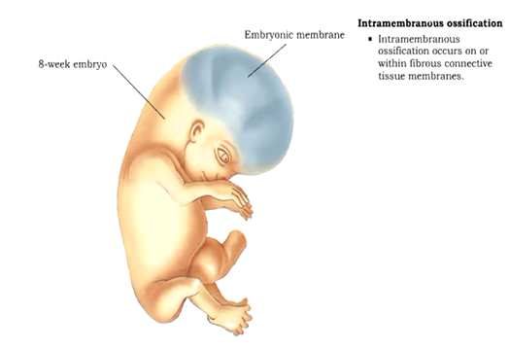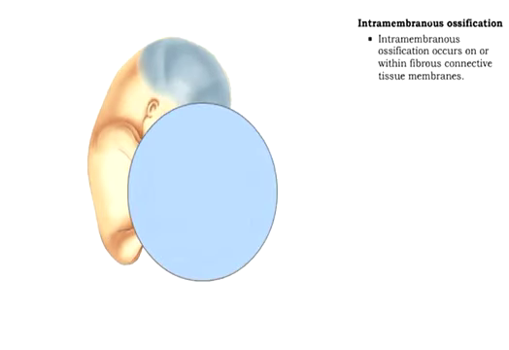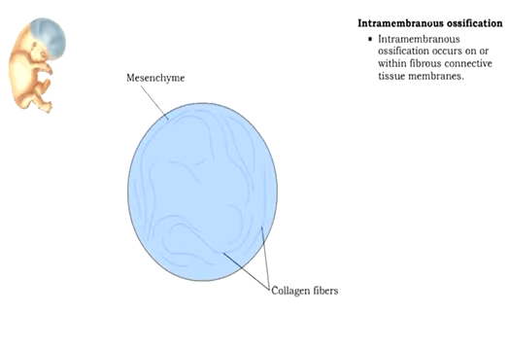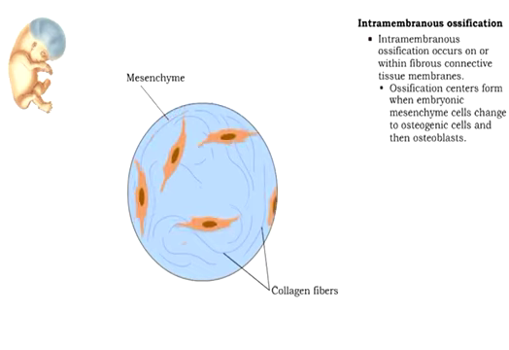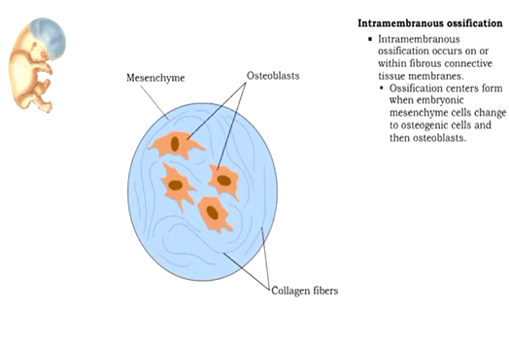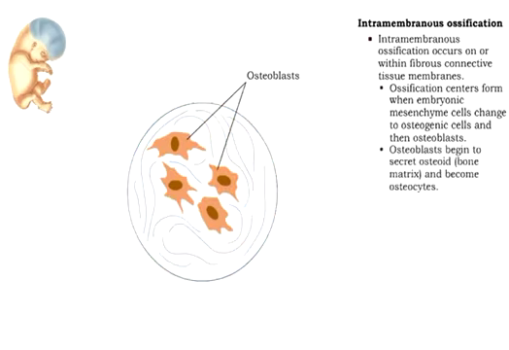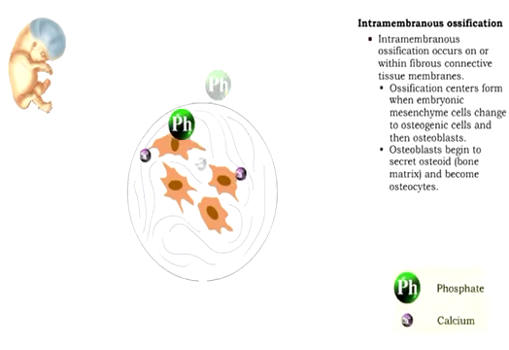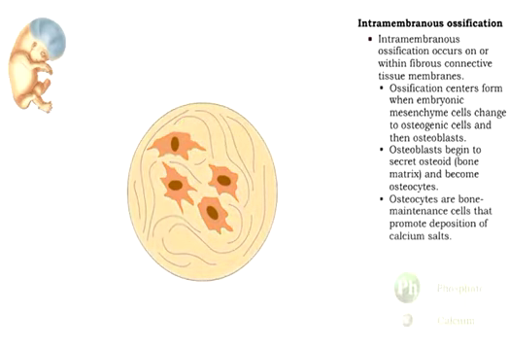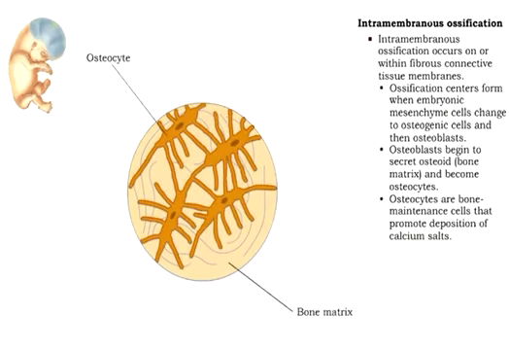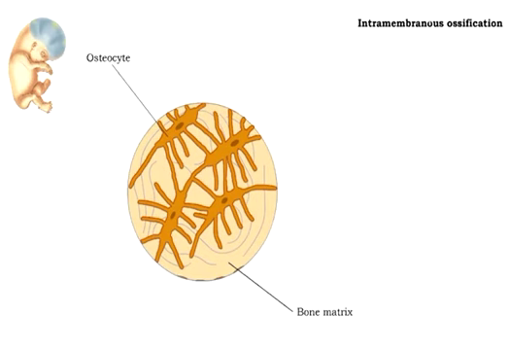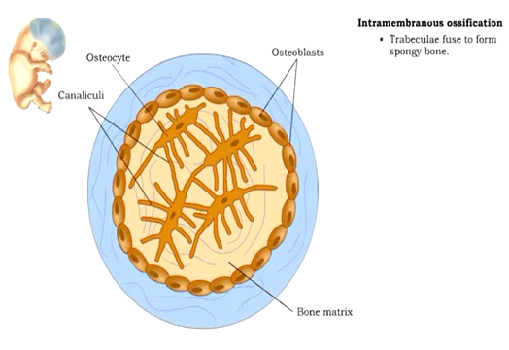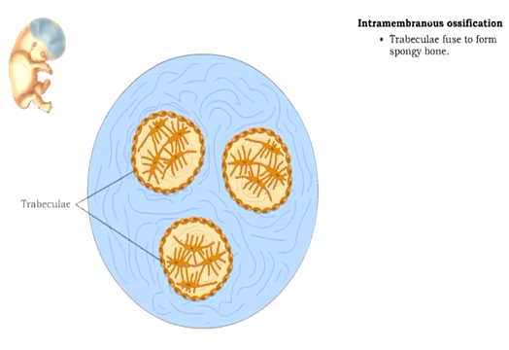During intramembranous ossification, bone is generated on or within fibrous connective tissue membranes. As the process begins, mesenchymal cells differentiate into osteoblasts in regions called ossification centers. The osteoblasts secrete osteoid or uncalcified bone matrix. Over a few days, osteoblasts become osteocytes, and calcium and other mineral salts are laid down, hardening the matrix. The bone matrix develops thin columns of bone called trabeculae, which fuse to form spongy bone.